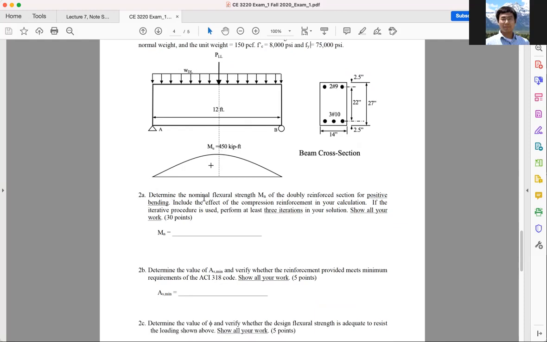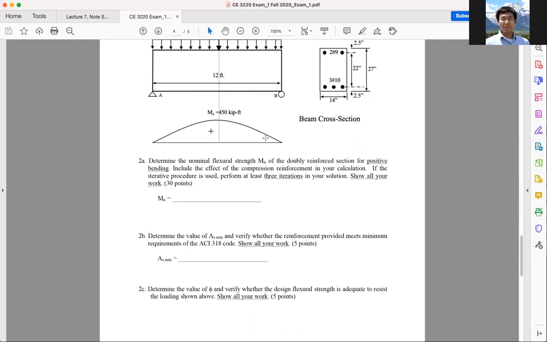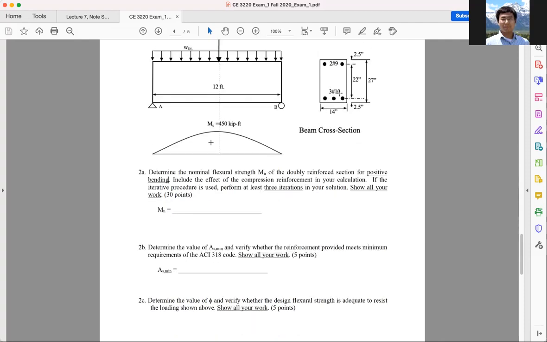Okay, so first problem, determine the nominal flexure strength Mn, okay, of the doubly reinforced section. These are keywords, okay, for positive bending, meaning this is in the middle span, positive bending, okay. That means bottom bar 3 number 10 in tension, top bar 2 number 9 in compression, okay. Include the effect of compressive reinforcing in calculation, of course. And if the iterative procedure is used, perform these 3 iterations in your calculation, show all your work.